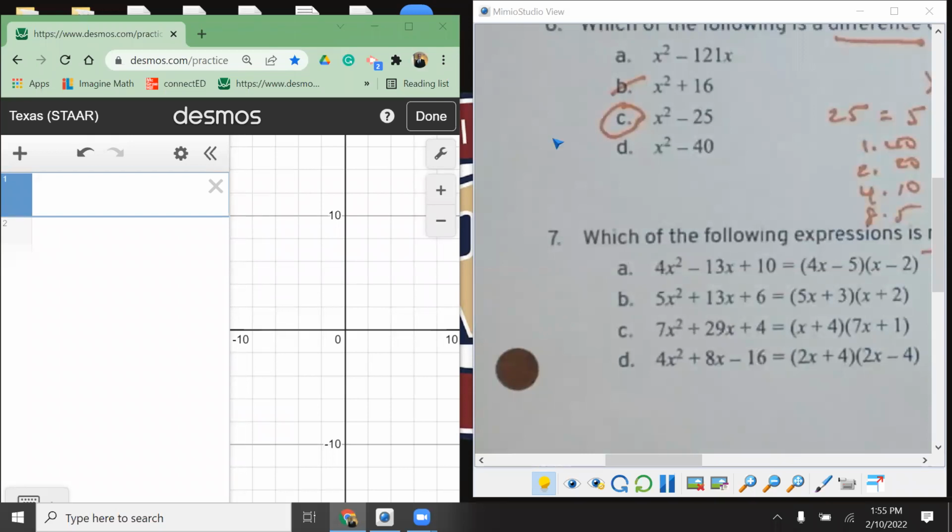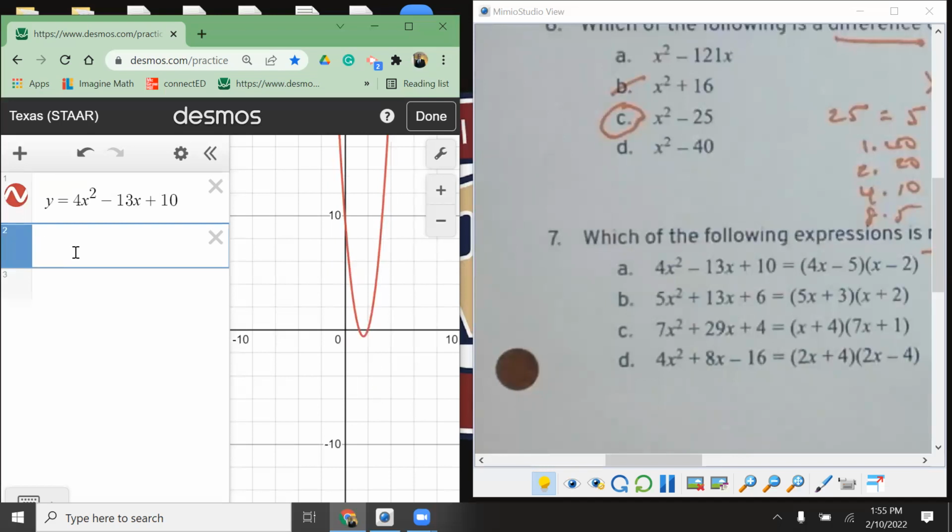All right, so here we go. Now I pulled up Desmos. Remember, we're using the Texas Star one because we're in the state of Texas. So I'm going to put these in Desmos. I'm going to put this as a y equals and this as a y equals. So y equals, and I'm going to type it in just like I said, 4x squared. All right, and there's our parabola. Now I'm going to type in the answer that it's saying is equal.